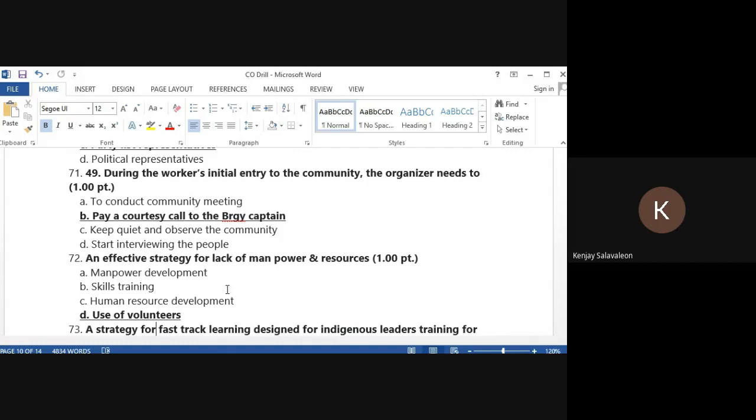Number 72. An effective strategy for lack of manpower and resources is the use of volunteers. This is applicable to community organizing but not in group work.